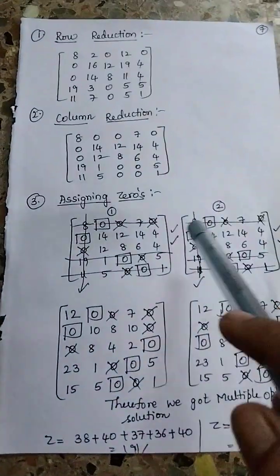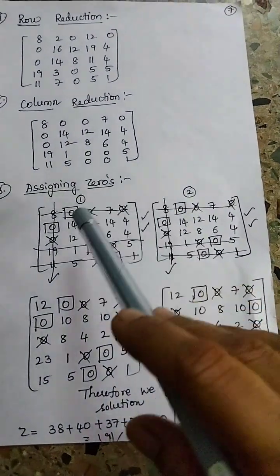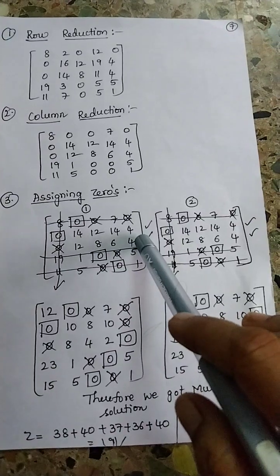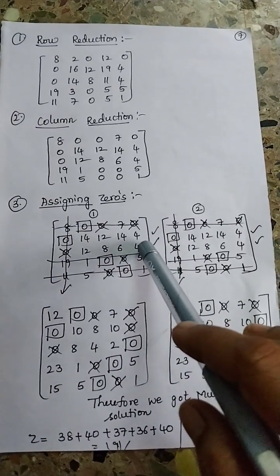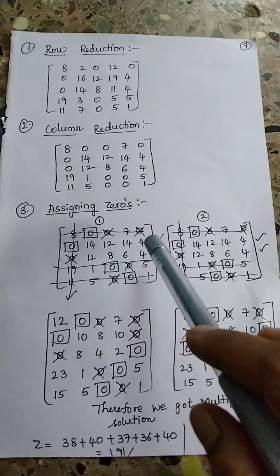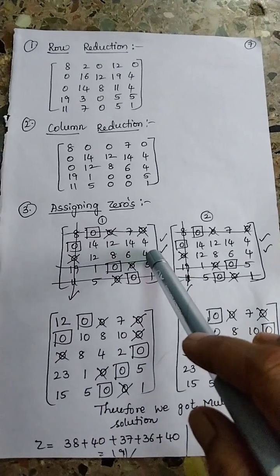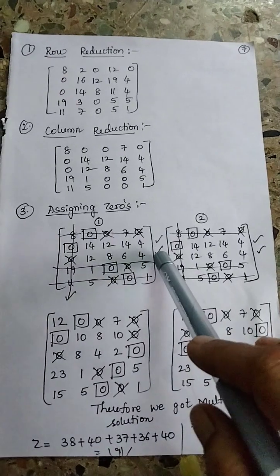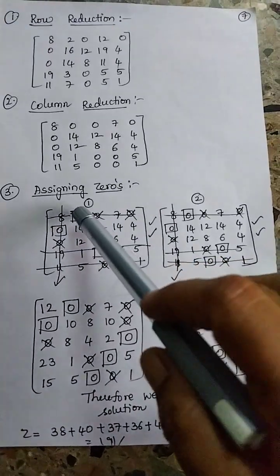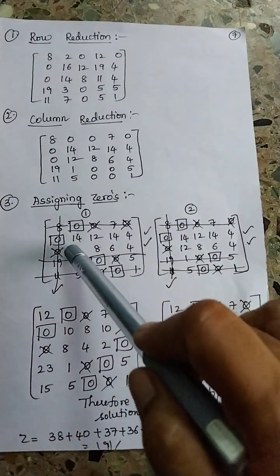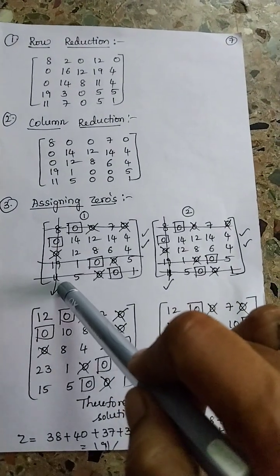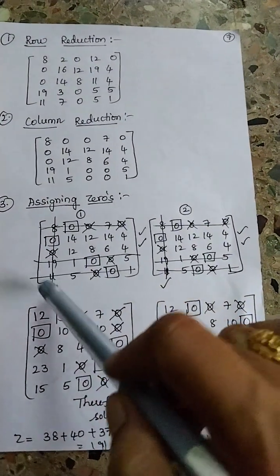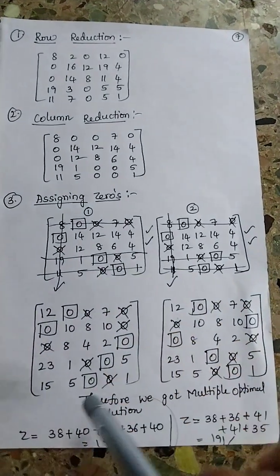What is the least value of your uncovered elements? The least value is 4 from the uncovered elements. This value of 4 you are going to reduce from the uncovered elements and you are going to add the same value at the intersection of the lines. Where is the intersection? Here it is 1, here it is 1 and here it is 1. You are going to add the least value of 4 at the intersection values. You got the reduced matrix like this.